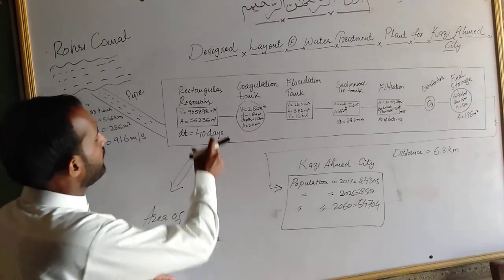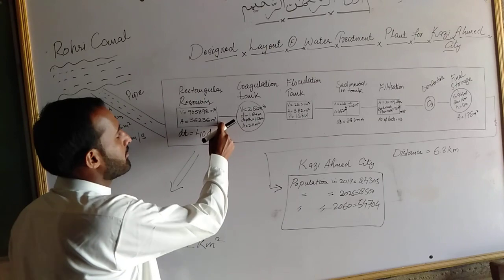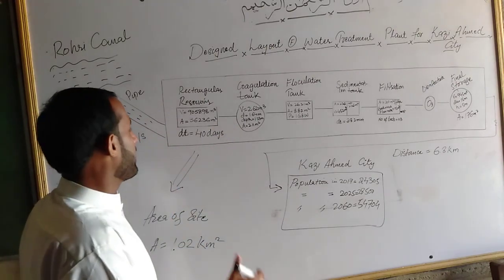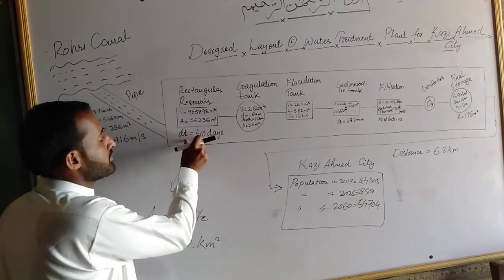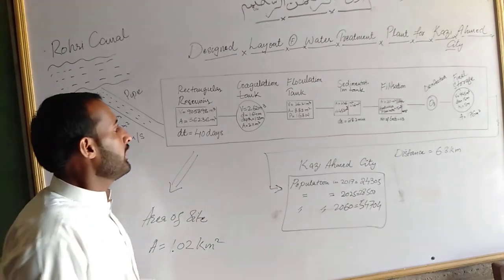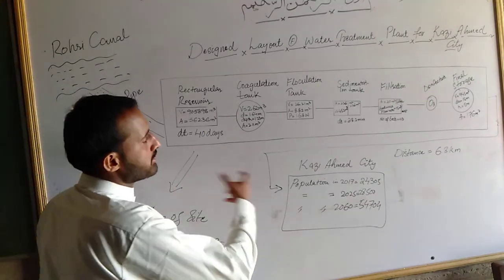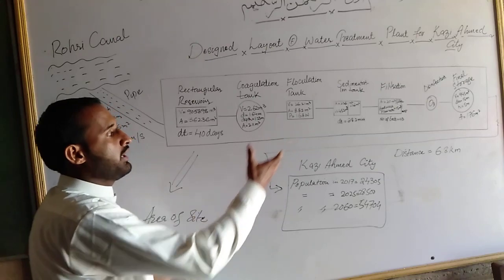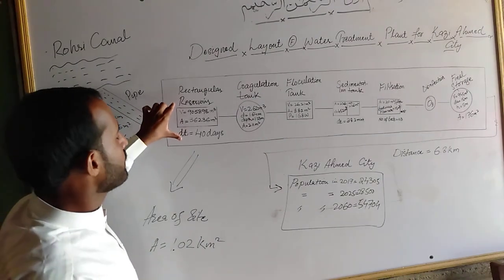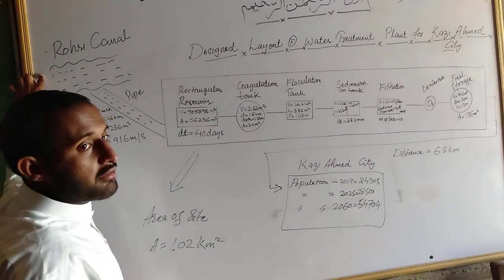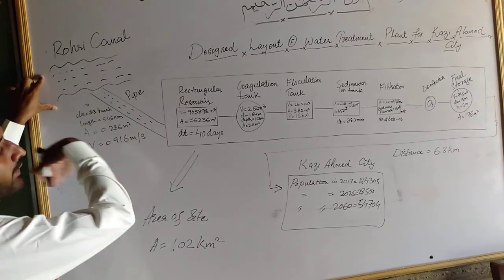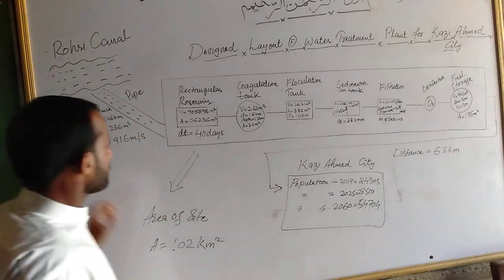So we have to make the capacity of this reservoir such that it can store water for 40 days. Means that much quantity of water that it can be continuously supplied to the treatment units, so that it should not run out until this canal recharges again.